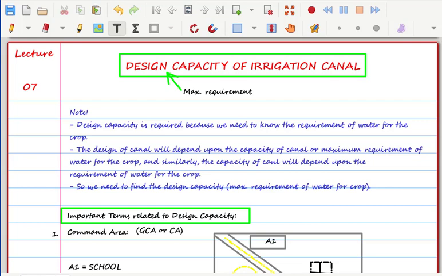In today's lecture, lecture number 7, we are going to start the design capacity of irrigation canals, right? So before going into the problem solving section of design capacity and before going into the depth of design capacity of irrigation canals, we need to first discuss some important terms related to the design capacity. So the first and most important thing we need to know is, what is design capacity?